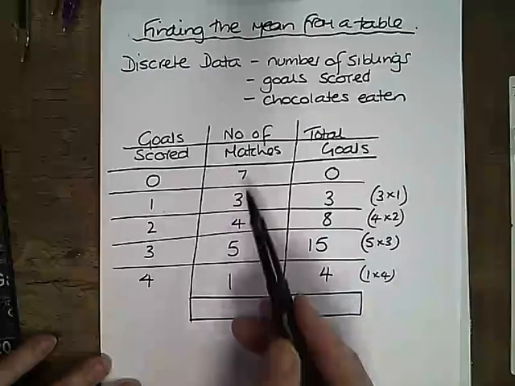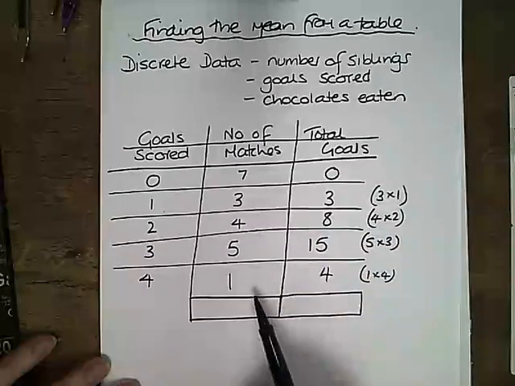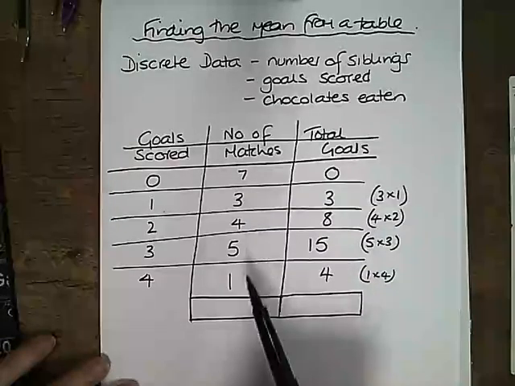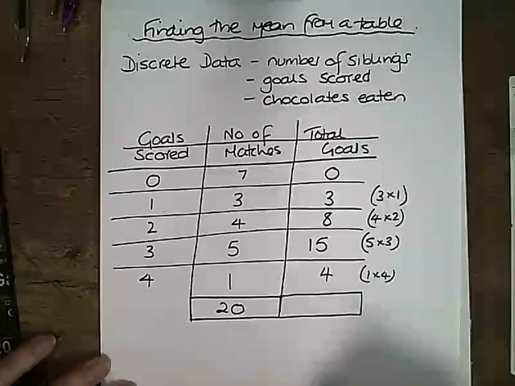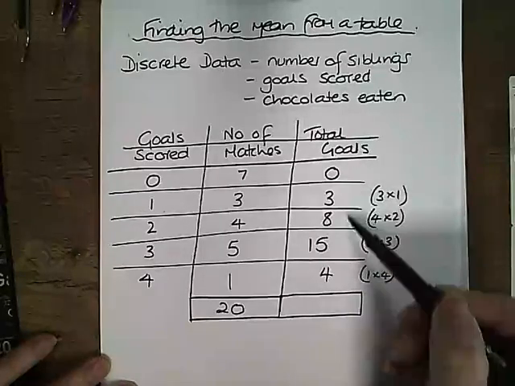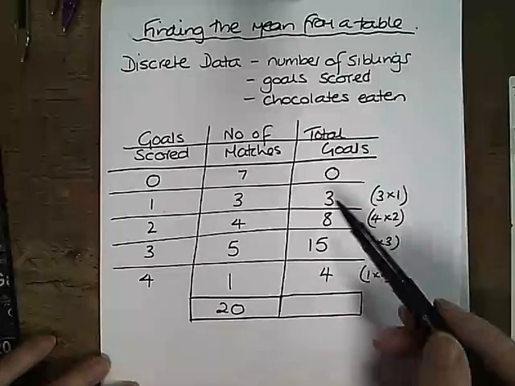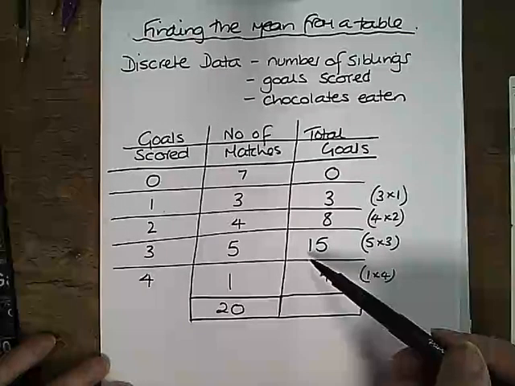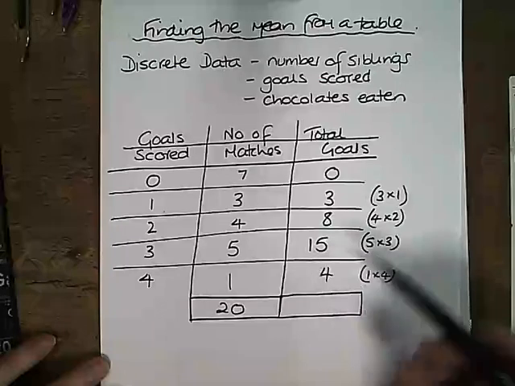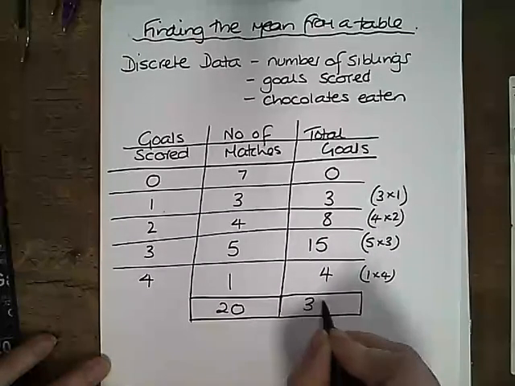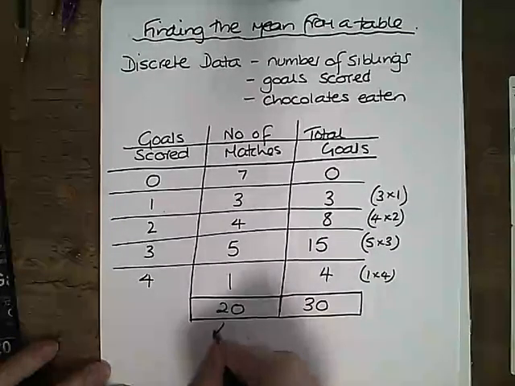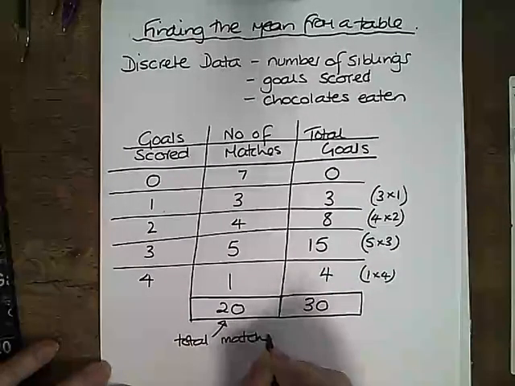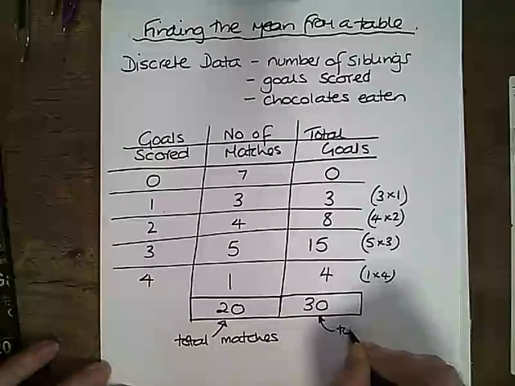If we add up the total number of matches, 7 plus 3 is 10, 14, 19, 20 matches. And the total goals scored in those 20 matches: 3 and 8 is 11, plus 15 is 26, plus 4 is 30. So this is the total number of matches, and this is total goals scored.